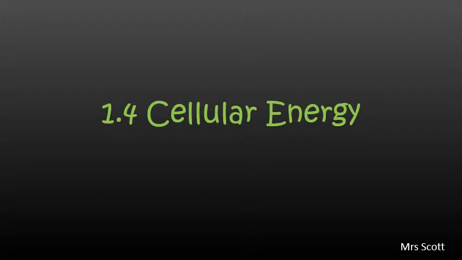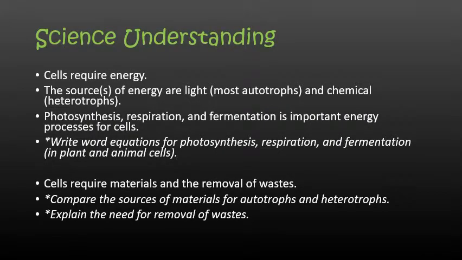Hi everyone, this video is going to explore topic 1.4, which is cellular energy. In terms of what the SACE board wants us to understand scientifically, we need to understand that cells require energy. The sources of energy are light for autotrophs and chemical for heterotrophs. Photosynthesis, respiration and fermentation are important energy processes. And we need to be able to have the skill where we can write the equation for photosynthesis, respiration and fermentation.